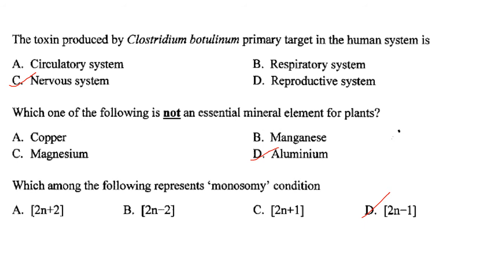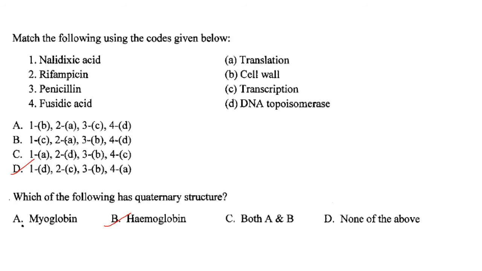Then next one. Which of the following is not an essential mineral element for plants? So it is aluminium, which is not an essential mineral element for plants. Option D. Which of the following represents monosomy condition? So it is 2n minus 1, which represents monosomy. That is option D.